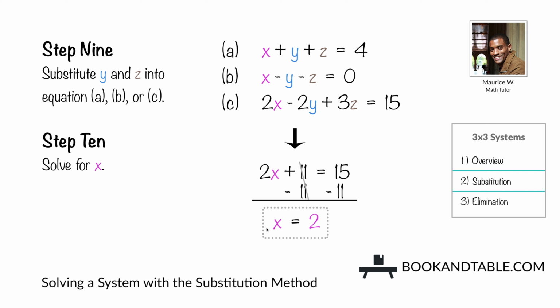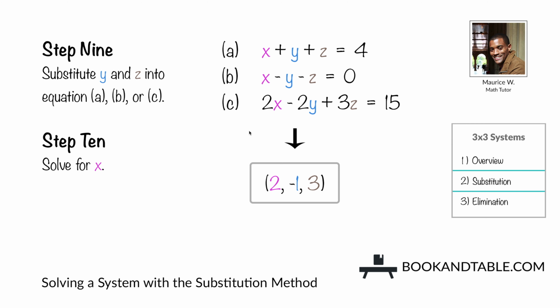So we see that we got the same exact value for x, whether we plugged y and z into A, B, or C. So just choose one of them to plug those two variables into to solve for your third variable. And then we wind up with the solution. X is 2, y is negative 1, and z is equal to 3.